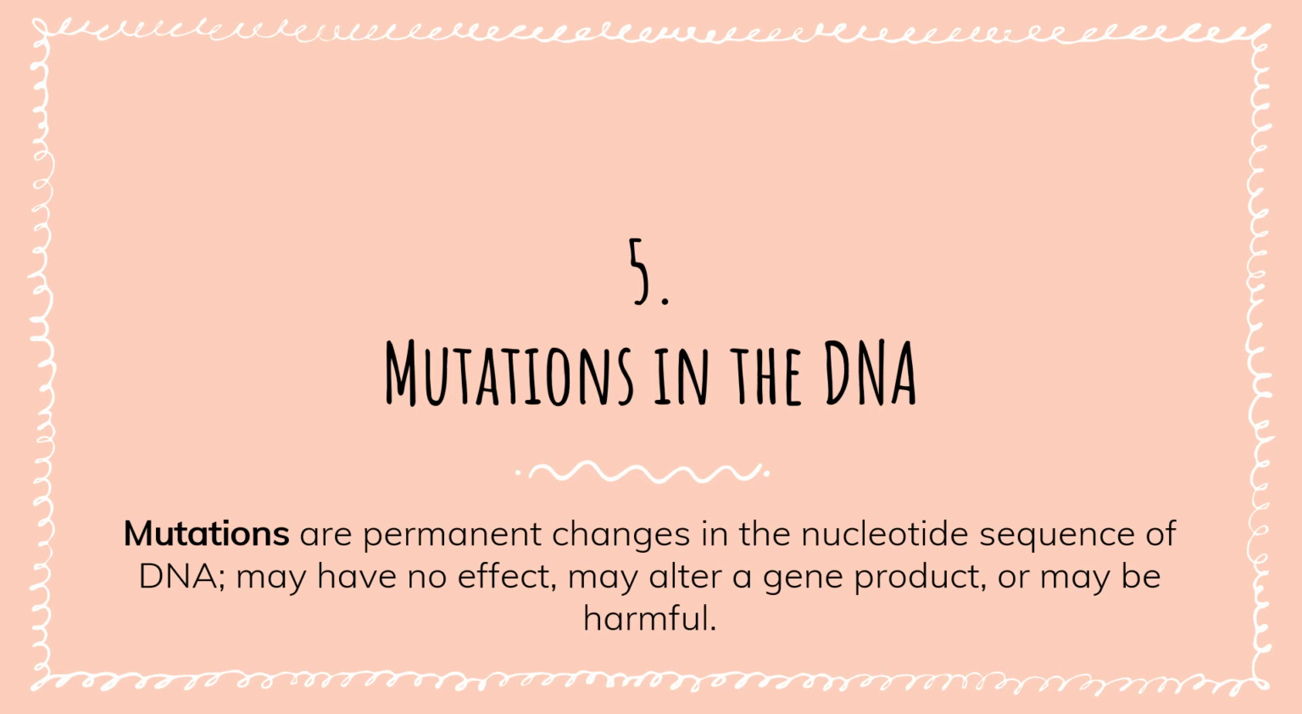But what does happen if there are mutations in the DNA? Mutations happen when there are errors in the letter sequence in the DNA. Mutations can go three ways.